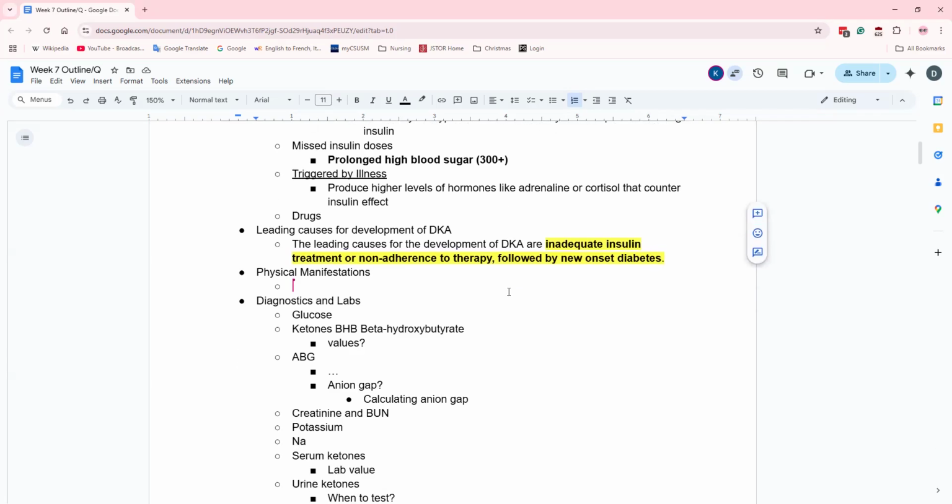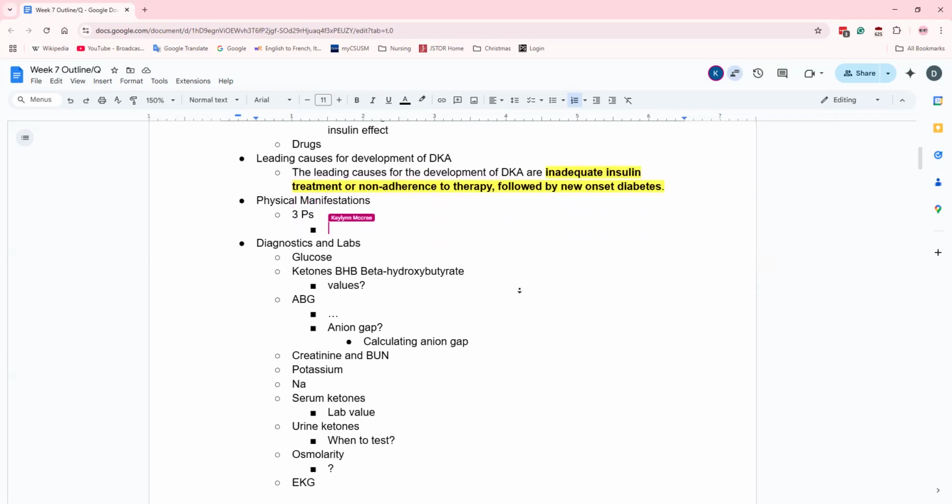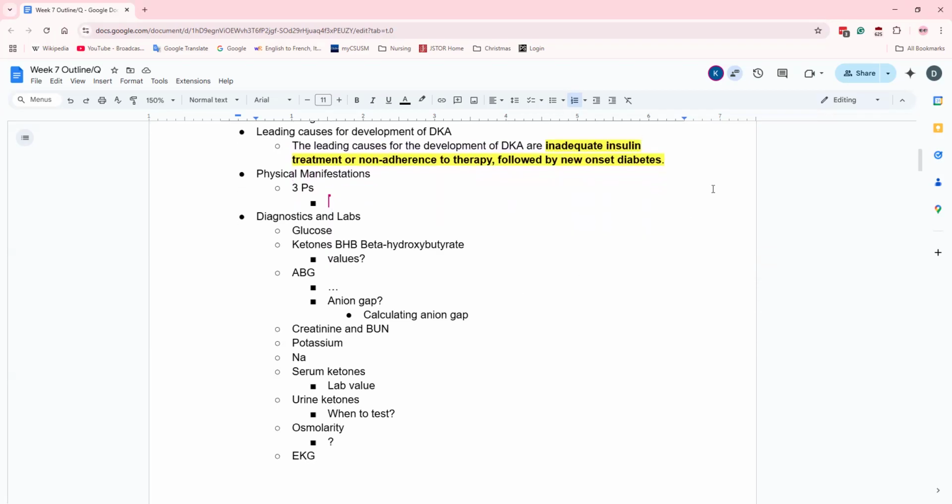Yeah, that's a good start. This is the three P's: polyphagia, polydipsia, polyuria. Anytime you have increased blood sugar, you're going to see it. Abdominal pain, yeah. Is it still bolded? It is still bolded, I just put abdomen. Abdominal pain, fruity breath. That's a big one for DKA, and that is due to acetone.